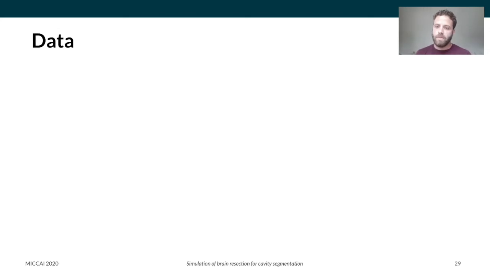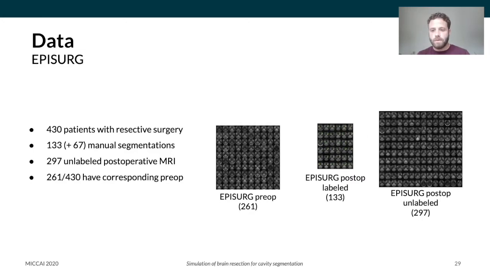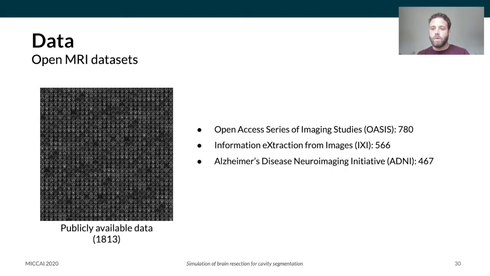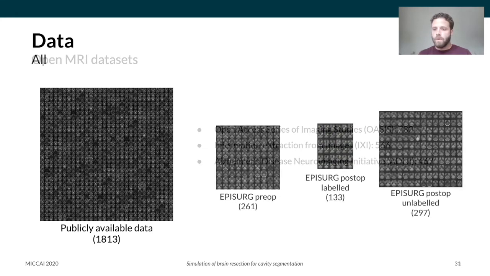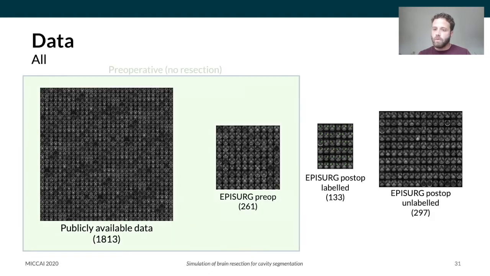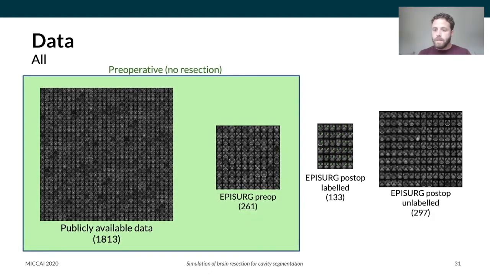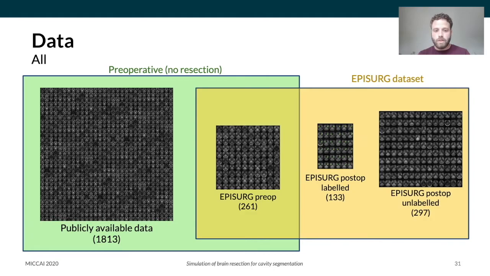To test the efficacy of our method, we have used data from two different sources. First, we collected images from 430 subjects that underwent resective surgery at our institution and performed manual segmentation of the resection cavity on 133 of them, plus 67 from 2 other human raters to assess inter-rater variability. We also downloaded more than 1,800 T1 weighted MR images from the OASIS, ICBM, and ADNI datasets for training. We simulate resections during training on the images in the green rectangle. The yellow rectangle corresponds to the EPISURG dataset.